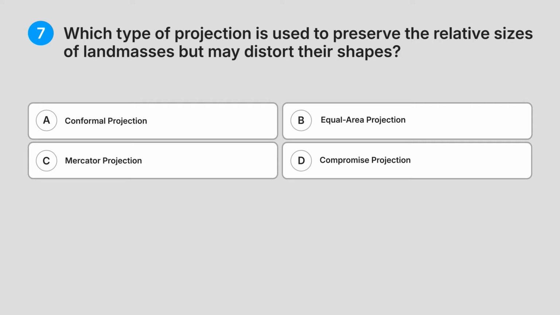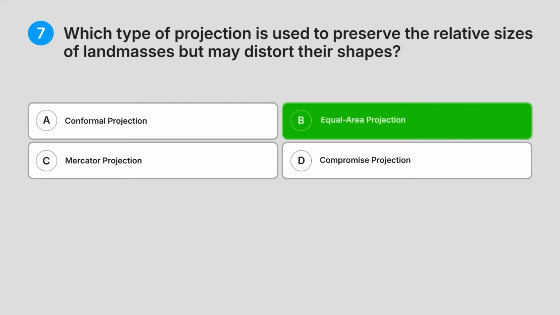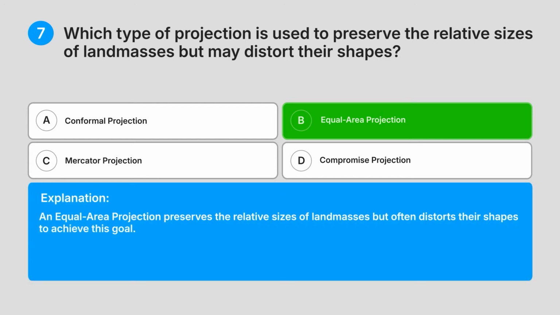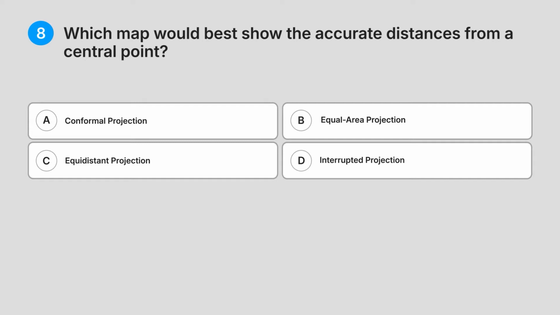Correct answer. B. Equal area projection. Explanation. An equal area projection preserves the relative sizes of land masses, but often distorts their shapes to achieve this goal.